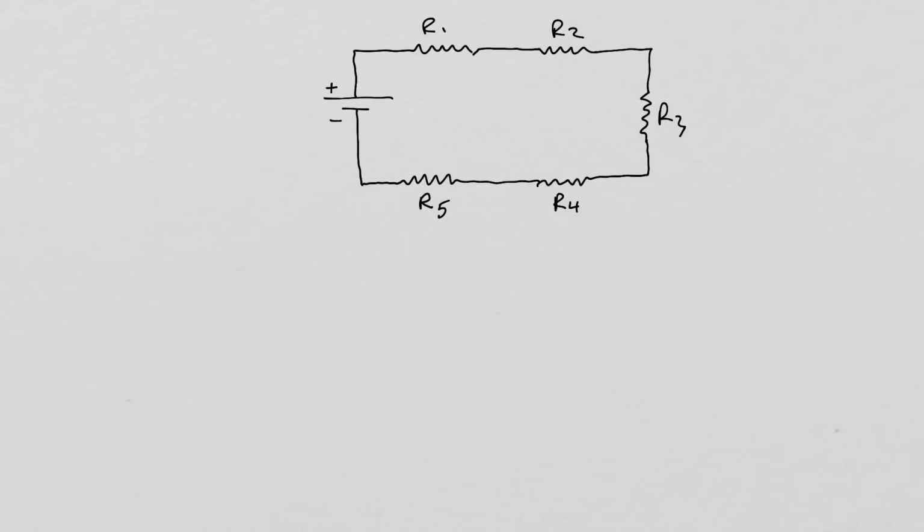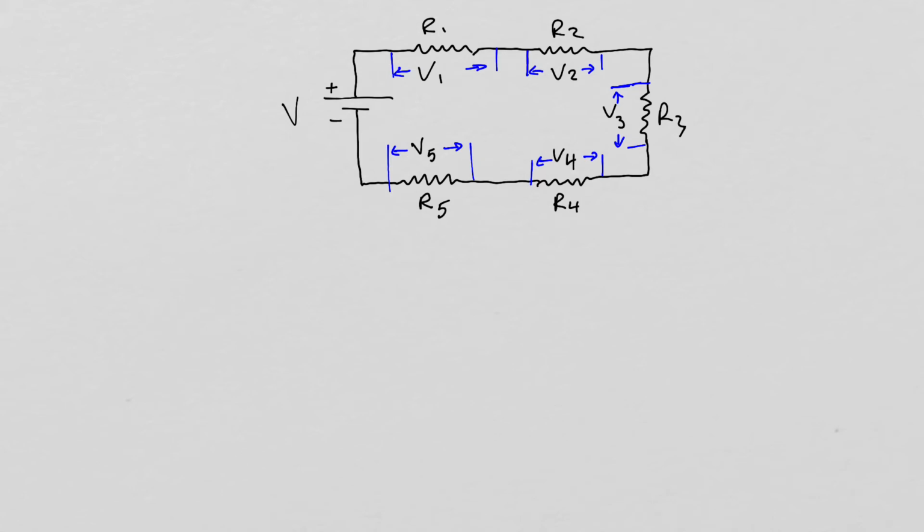So then, what is the relationship between the potential difference supplied to the circuit by the power source and the potential differences for each of the resistors? Let's call the potential differences for each resistor V1, V2, V3, V4, and V5 respectively.